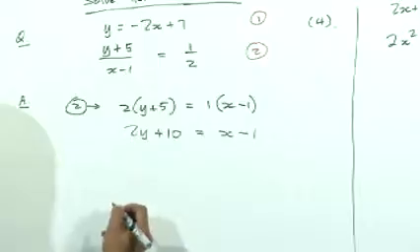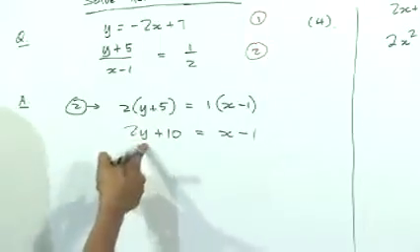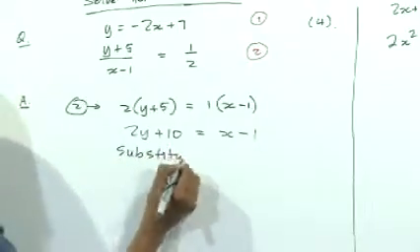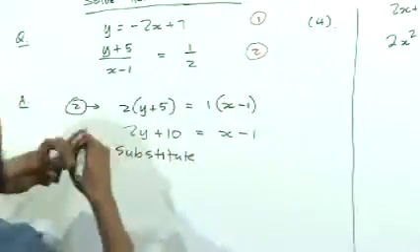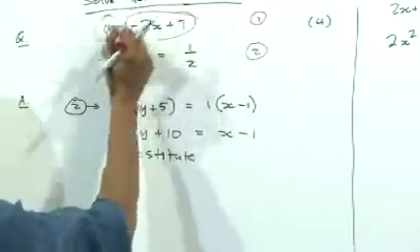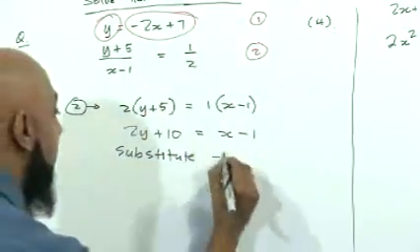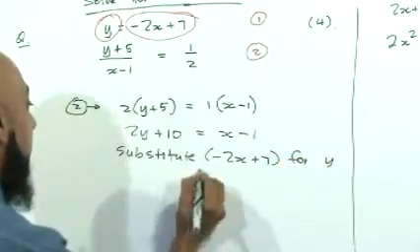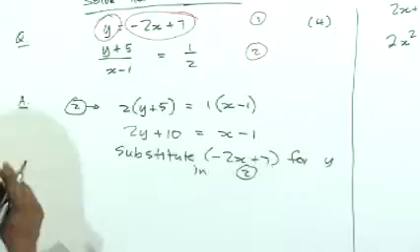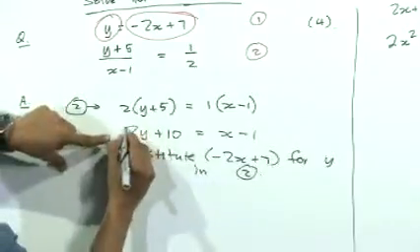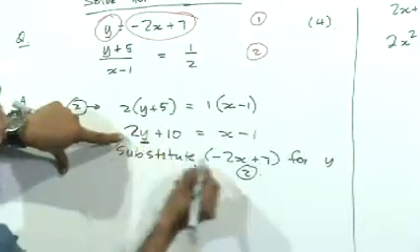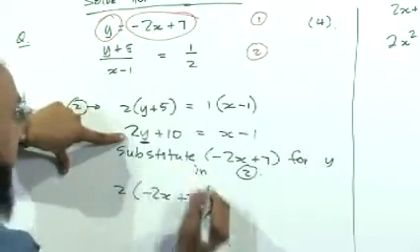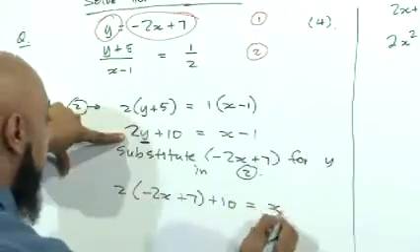In fact, what you can do now is substitute minus 2x plus 7 for every y in equation number 2. So what are we going to put for every y? We've got 2 into minus 2x plus 7, plus 10, is equal to x minus 1.